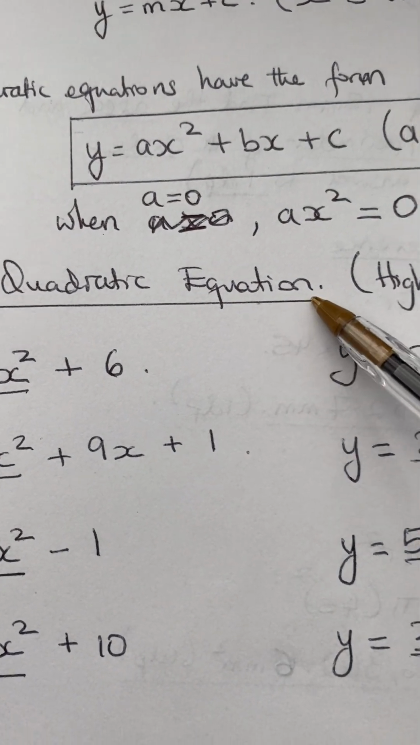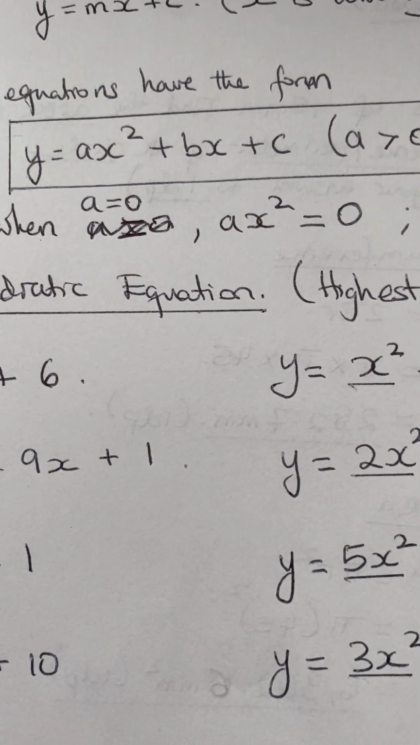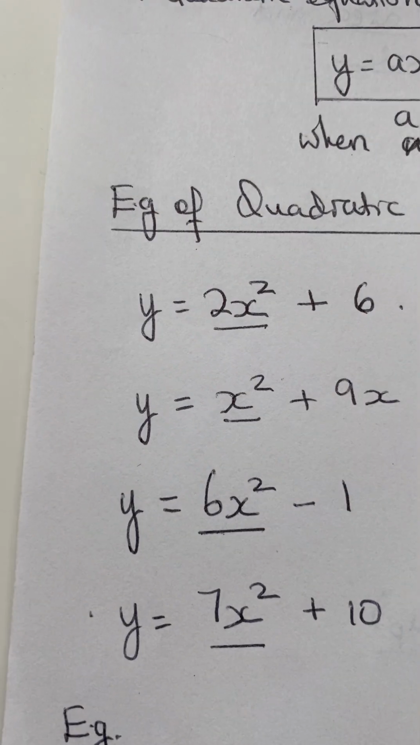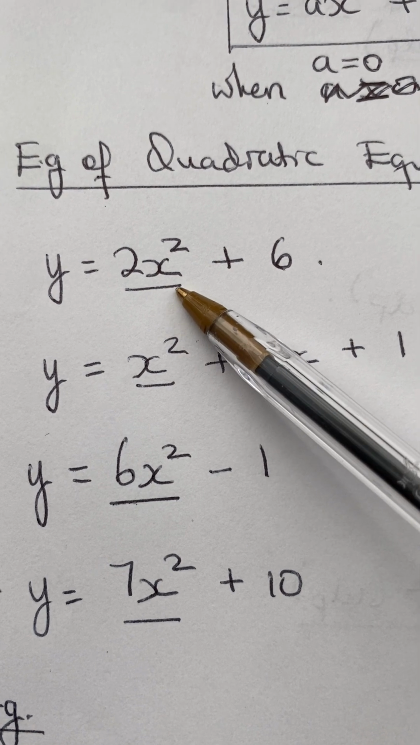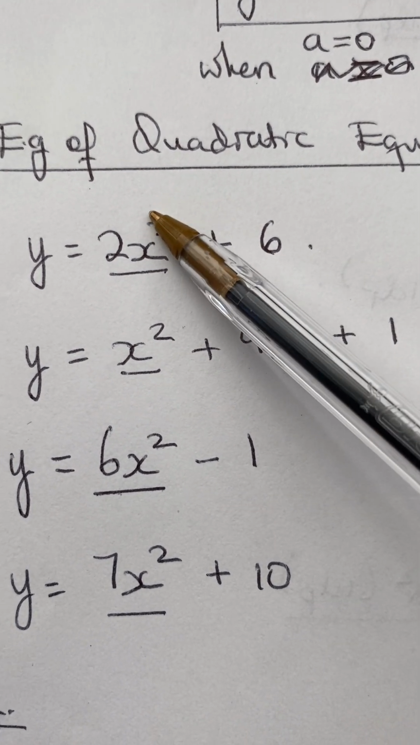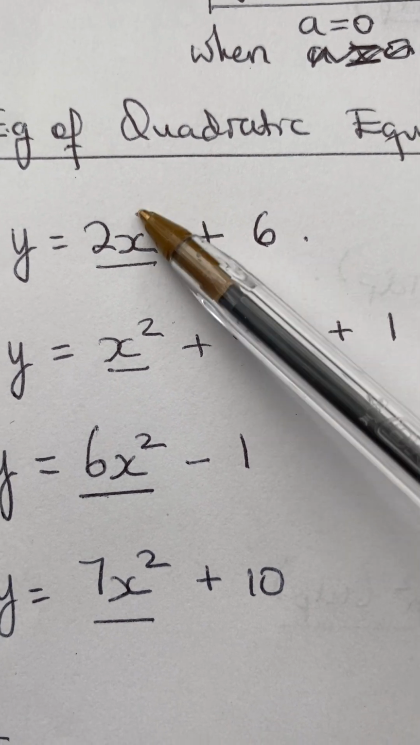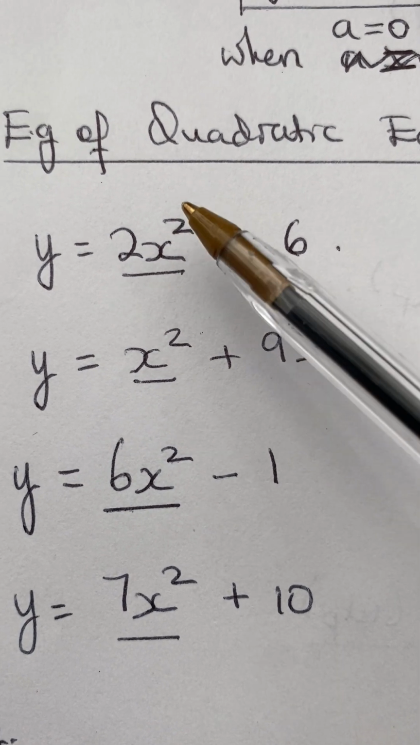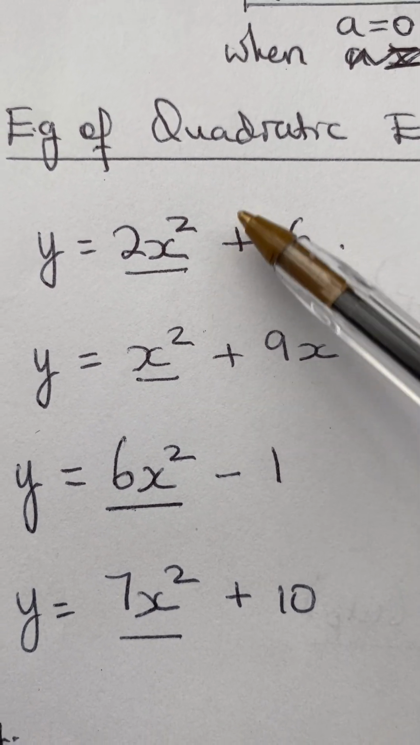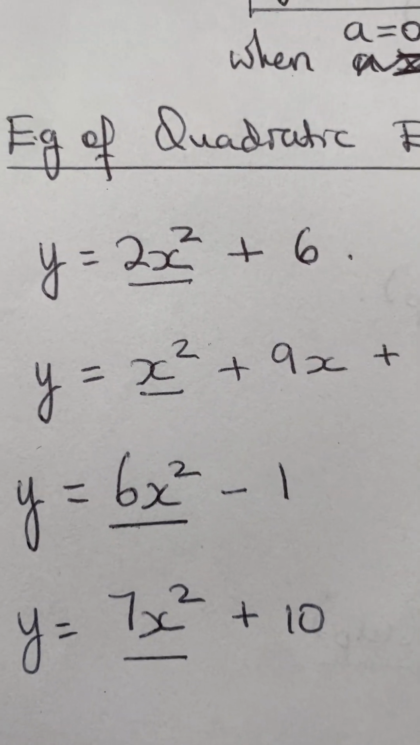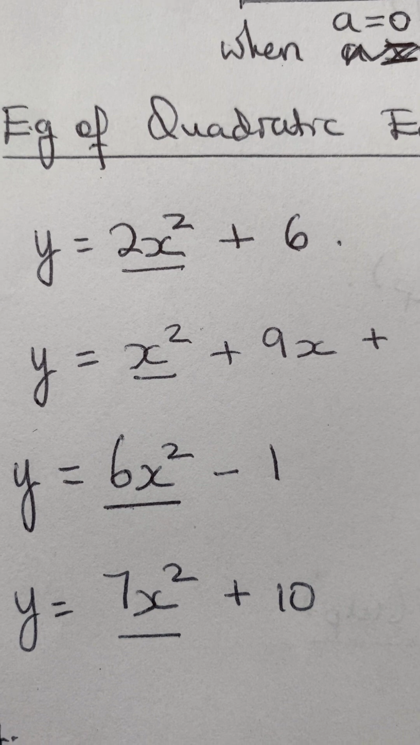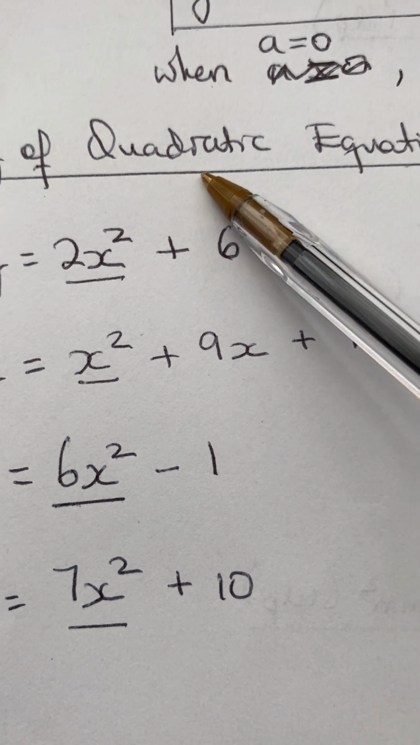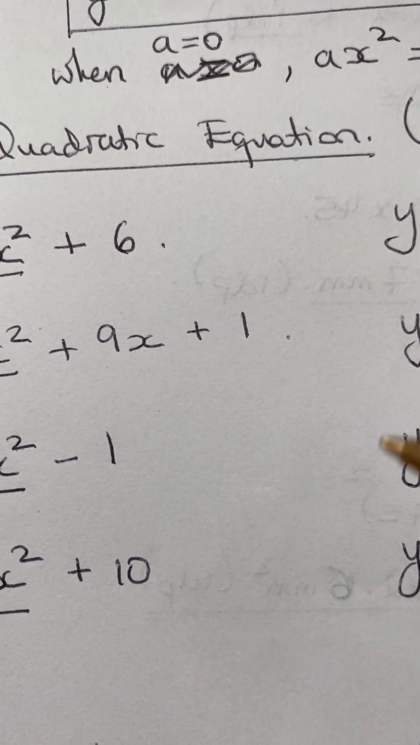So, examples of quadratic equations. Before we plot the graph, I need to show you what the quadratic equation looks like. y equals 2x squared plus 6. This x squared tells us it's a quadratic graph. If we substitute some x values and plot the graph, we are going to get a curve. We won't get a straight line. A linear graph will give us a straight line, and a quadratic graph will give us a curve.